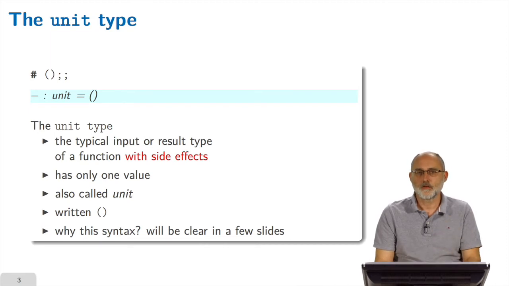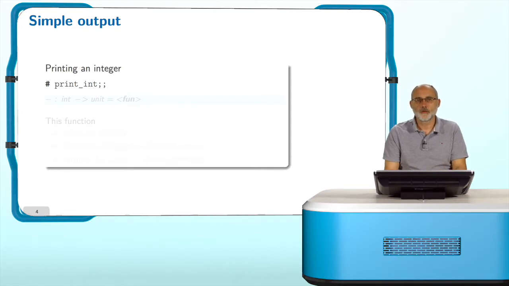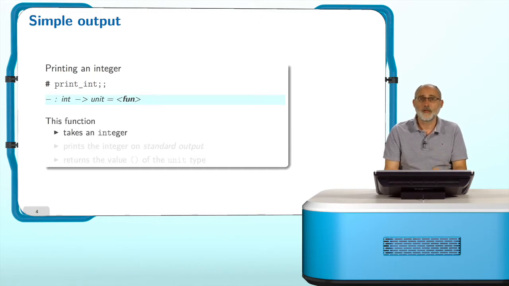Okay, now that we have met this unit type, so this open and close parenthesis doesn't shock us too much anymore, let's look at the functions for input and output. The first one we can use is for performing simple output, printing an integer. There is a function predefined for you which is called print_int. The type is actually int arrow unit. So what does it do? It takes an integer as input, prints the integer on the standard output, and returns the single value unit of the unit type.